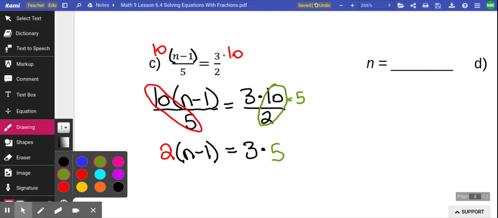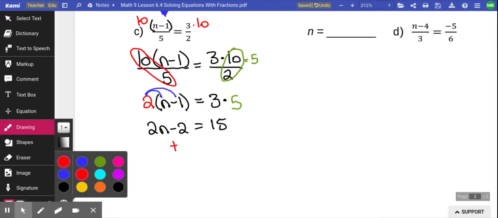This now just becomes a question that we've seen many times in previous lessons. So to deal with brackets, a reminder, the 2 has to come into the brackets. And that's why putting the brackets in this first step was so important, because people forget to multiply the 2 to both things on the top to make it 2n minus 2. On the right-hand side, 3 times 5 is 15.